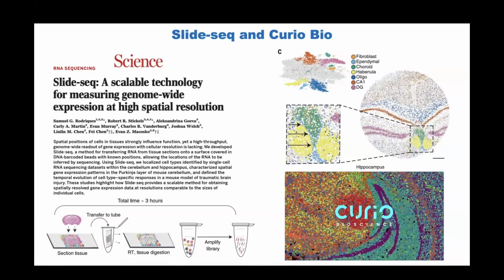You can use the beads to capture messenger RNAs and perform the same chemistry, just like what Professor Joakim Lundeberg developed. And then you can approach almost cellular resolution spatial transcriptome sequencing. So this is now commercially available by the company called Curio Biosciences.